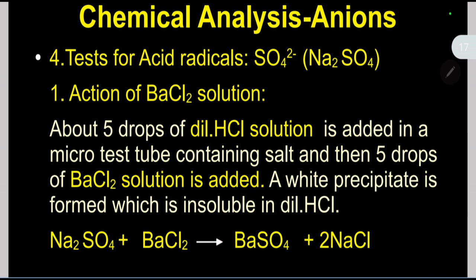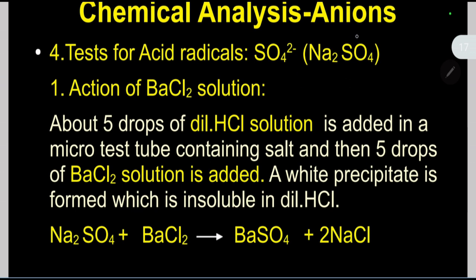The next radical test is sulfate, SO4 2 minus. Under the sulfate radical, we are taking sodium sulfate as the inorganic compound. The first test is the action of barium chloride solution.